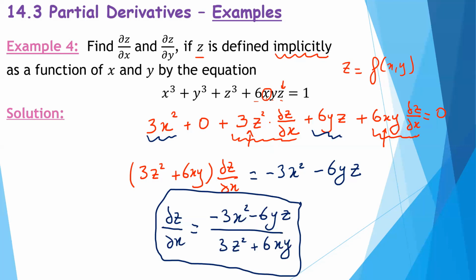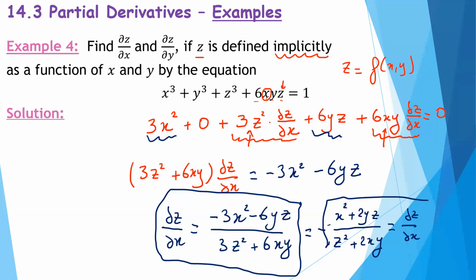Here we can simplify a bit. If we make 3 a common factor, we can simplify, and minus also a common factor, we get minus x squared plus 2yz over z squared plus 2xy, and this is a simplified form of the partial derivative of z with respect to x.